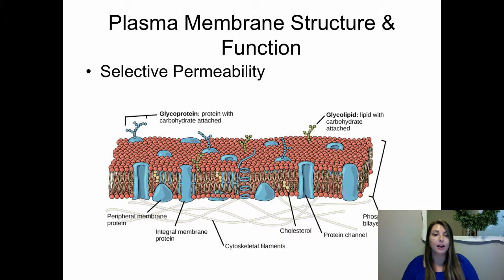The plasma membrane has what's called selective permeability. The polar phosphate head is hydrophilic, so it's going to be oriented towards the water, and our nonpolar lipids are hydrophobic, so they are oriented inwards. And this makes our phospholipid bilayer, which establishes our selective permeability.